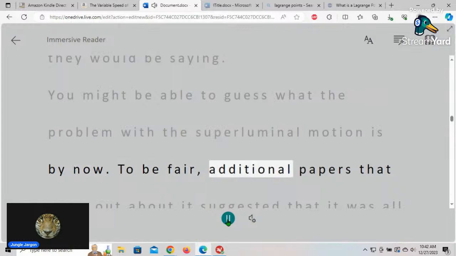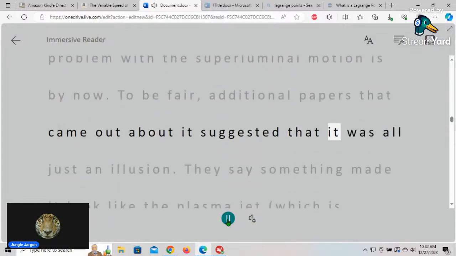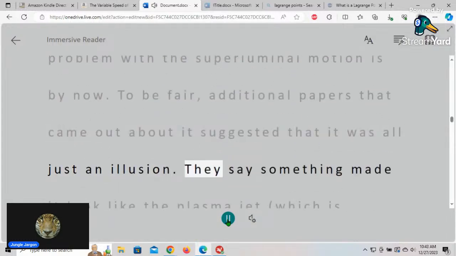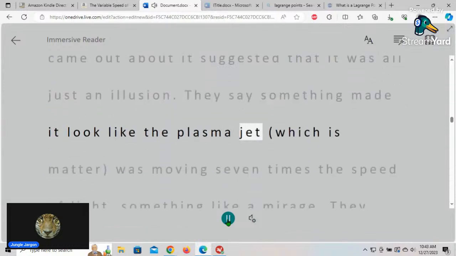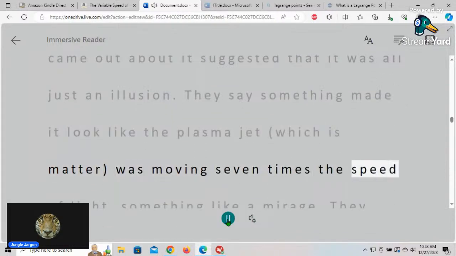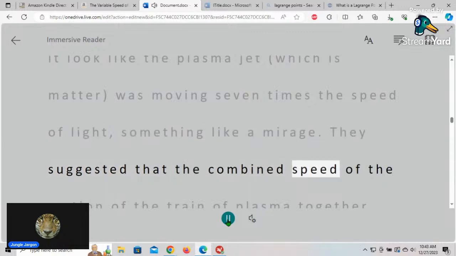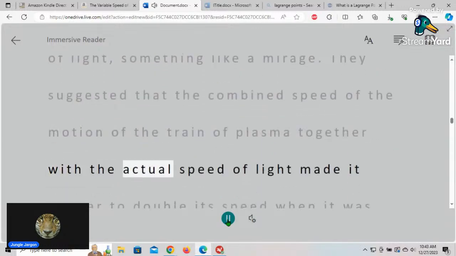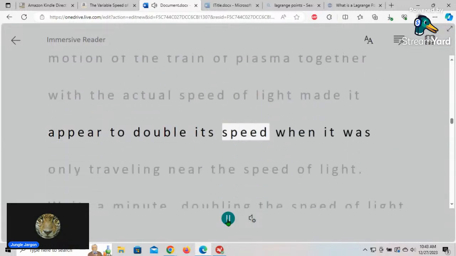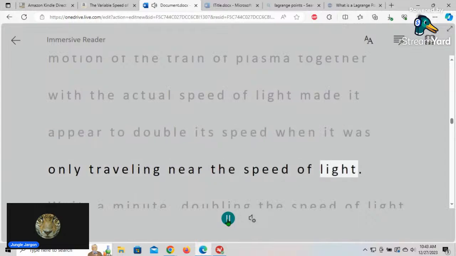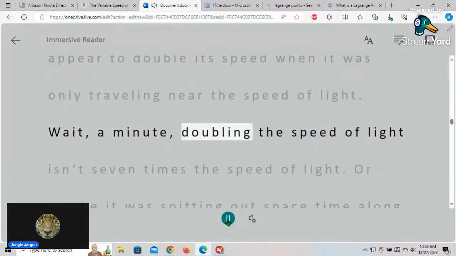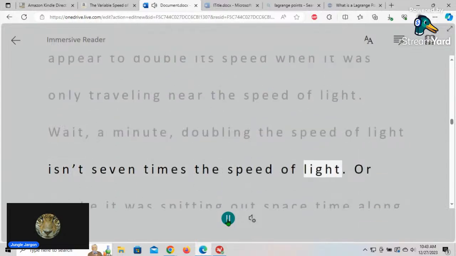To be fair, additional papers that came out about it suggested that it was all just an illusion. They say something made it look like the plasma jet, which is matter, was moving 7 times the speed of light, something like a mirage. They suggested that the combined speed of the motion of the train of plasma together with the actual speed of light made it appear to double its speed when it was only traveling near the speed of light. Wait a minute, doubling the speed of light isn't 7 times the speed of light.